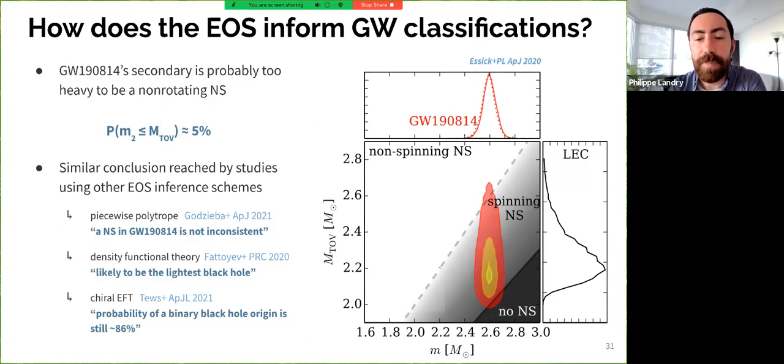And even if you consider spin, which I'm not showing here, and you allow the neutron star to exceed this M_TOV, the TOV non-rotating mass limit, and be rotationally supported, even in that case, it's very unlikely to be a neutron star. So the secondary in this system is probably the lightest black hole ever observed.